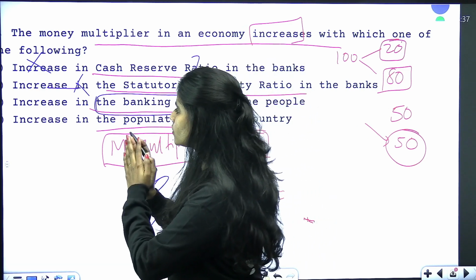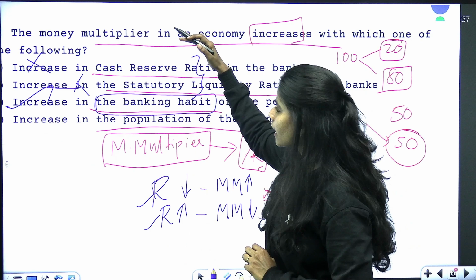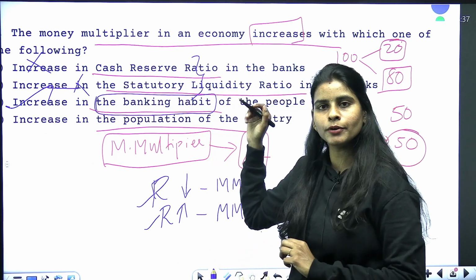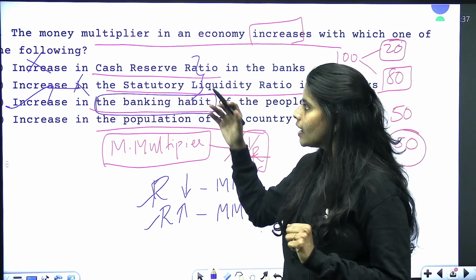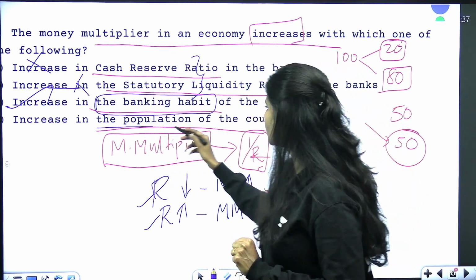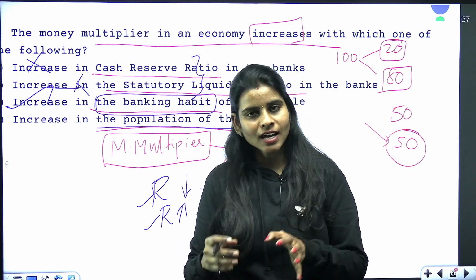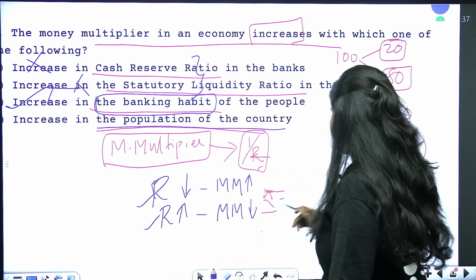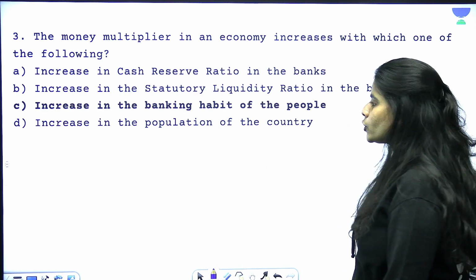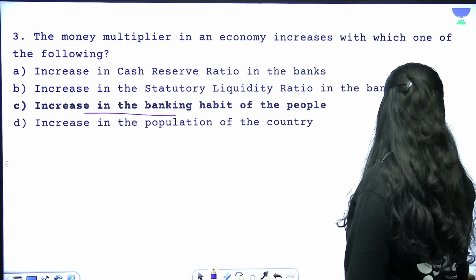So according to this question, option C is the correct answer. The money multiplier can increase when there is an increase in banking habits, and this was asked in your previous year UPSC question. So increase in the population of the country has nothing to do with money multiplier unless and until the people are involved in banking activity. I hope this question is clear now. So the correct answer is option C, increase in banking habit.